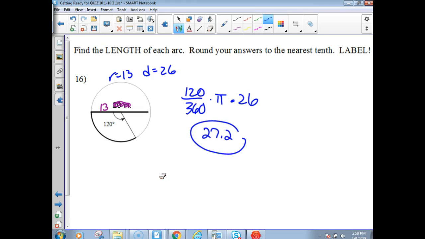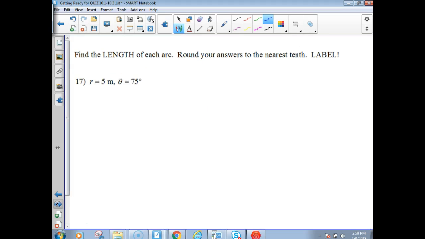Okay. It said to label it. It was in inches, right? Okay. And then 17 just is the same problem, except we don't have a picture. So if the radius is 5, the diameter is 10. And now you just do 75 out of 360 times pi times 10.